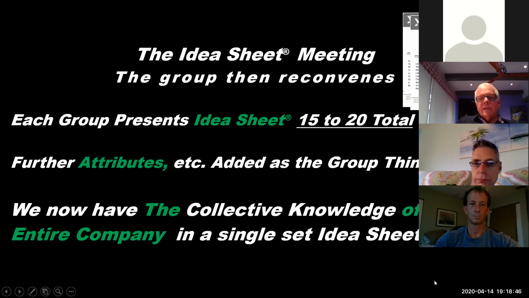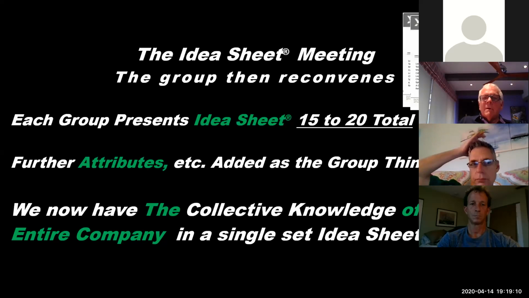So the group reconvenes after this 30 minutes. Sometimes it gets to be 45. And each group presents, typically two to three per group, maybe four. These folks then represent those idea sheets to the group at large. As the group at large listens, they may come up with further attributes, further specifications, and further alternatives. And you just simply add them to the list at that point.